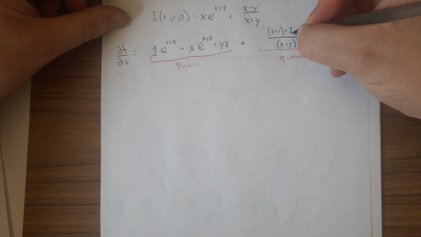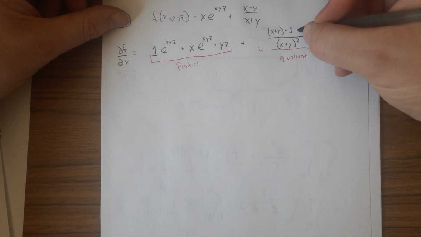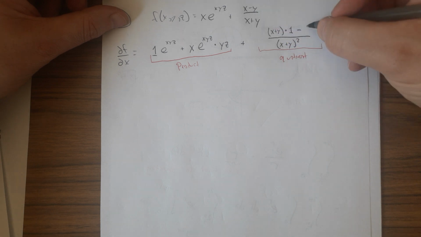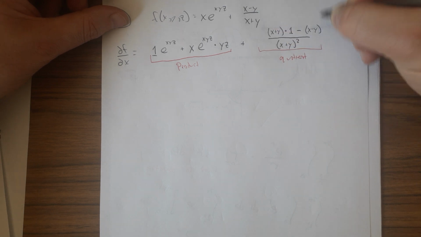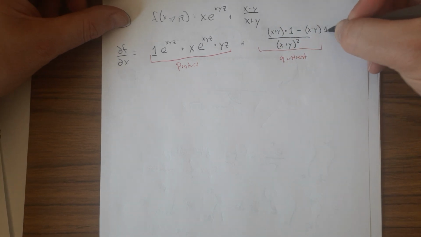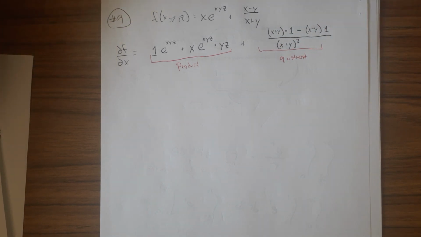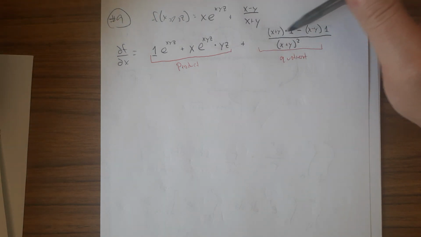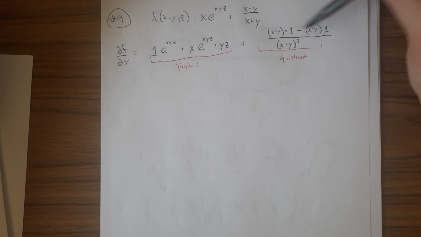So that's just a 1. Minus top times derivative of the bottom, and derivative of the bottom with respect to x is 1. Okay, and I'm not going to simplify that. We could cancel some stuff from the top, but let's just leave our answer the way it is.